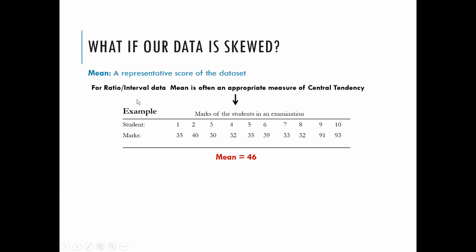For ratio or interval data, the mean is often an appropriate measure. But let's look at how the mean looks when we look at this entire sample. Here we have 10 students, and each student has a mark, let's say on an examination. Student 1 has a mark of 35, student 2 has a mark of 40, all the way to student 10 with a mark of 93. If we were to take the mean of all of those examination marks, it would be 46. But as you can see, most of the scores are actually less than 40.